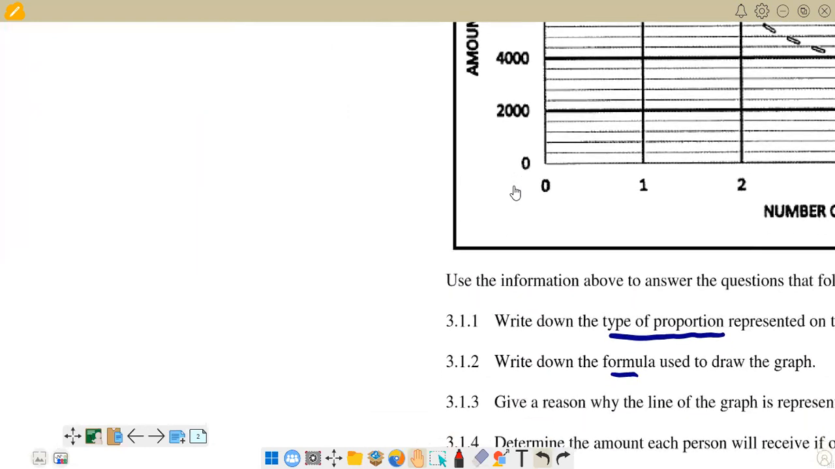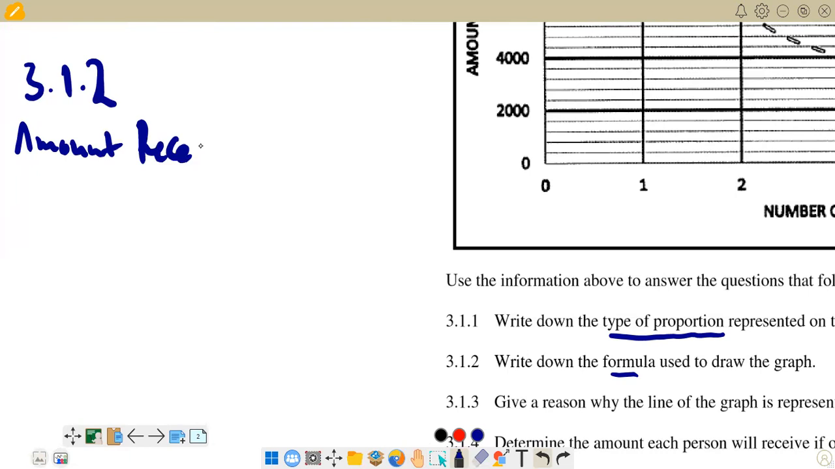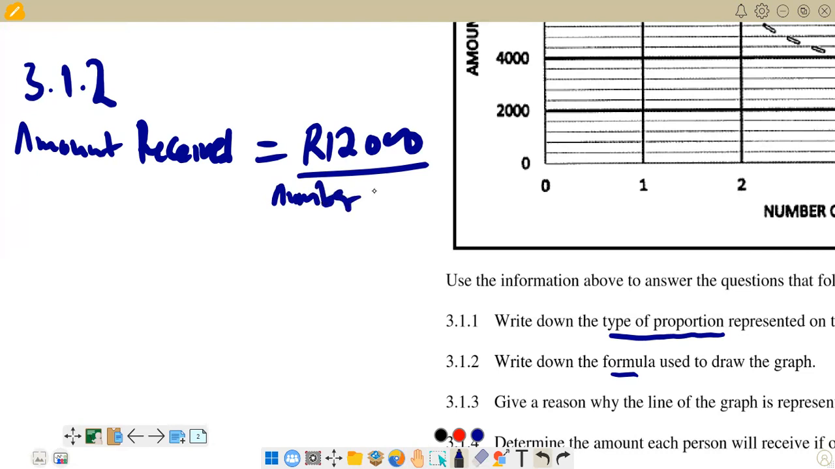So here we can try to put the answer here. This is 3.1.2. So what are we saying? To get the amount received, we are saying it is equal to 12,000 rands, that we are given there, divided by the number of persons there on the horizontal axis.